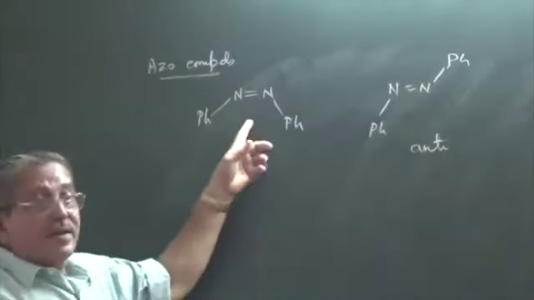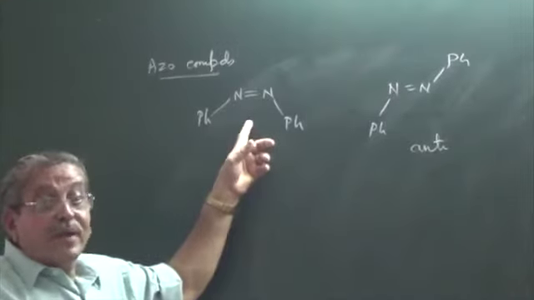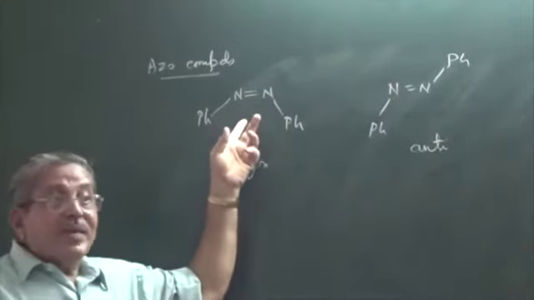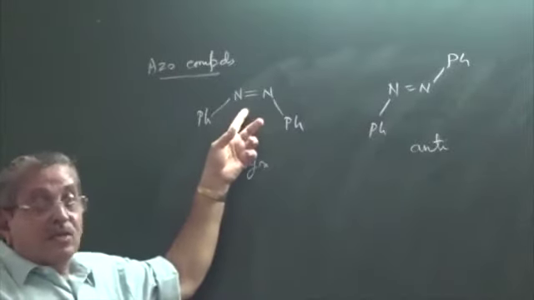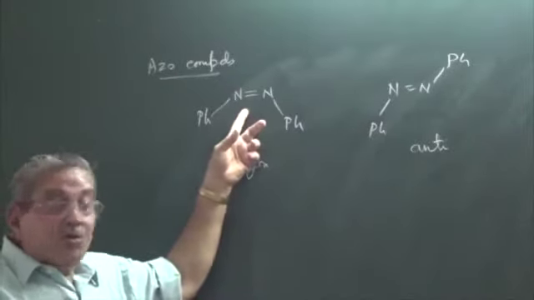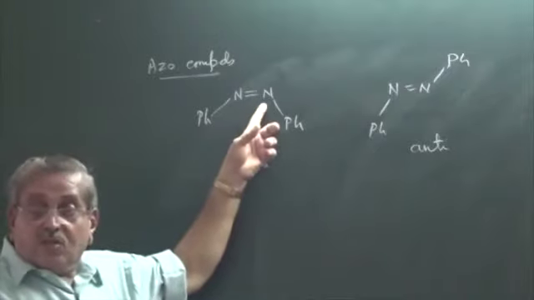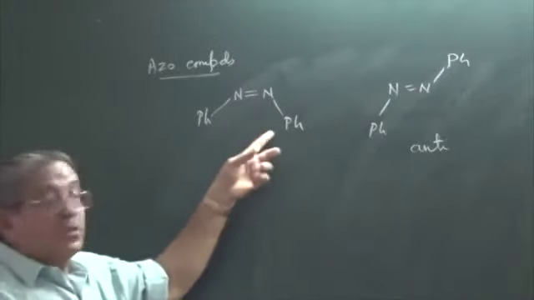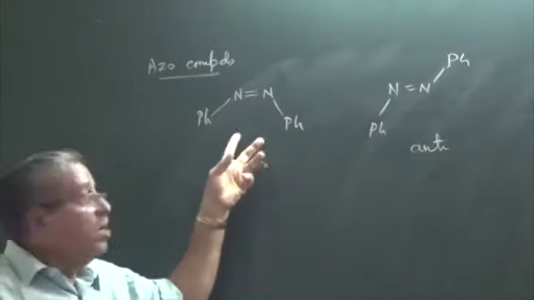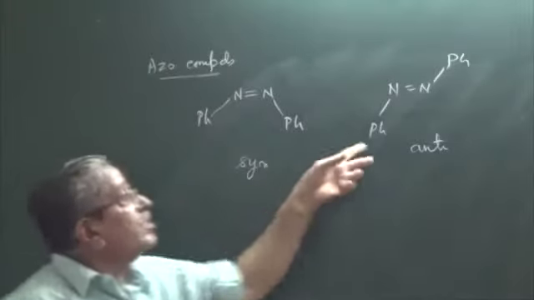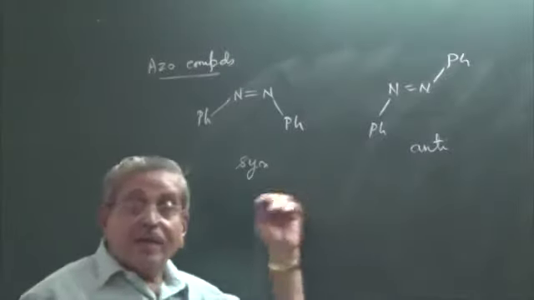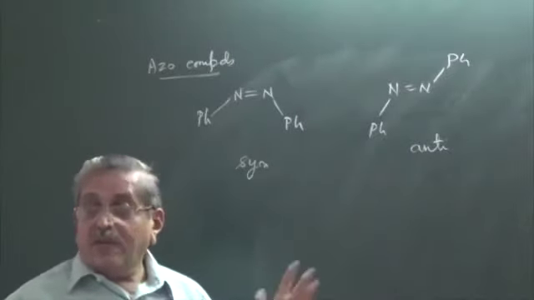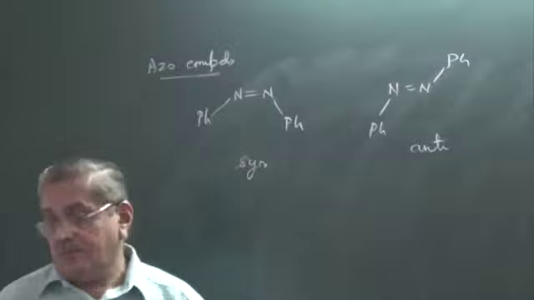Now the nitrogen atom here is sp2 hybridized. What do you mean by sp2 hybridized? Planar structure, 120 degrees. It is not linear. So due to this double bond there is restricted rotation, and the two groups may be the same or different. On the same side means syn, opposite side means trans or anti. So these are also geometrical isomers, geometrical isomers in azo compounds.